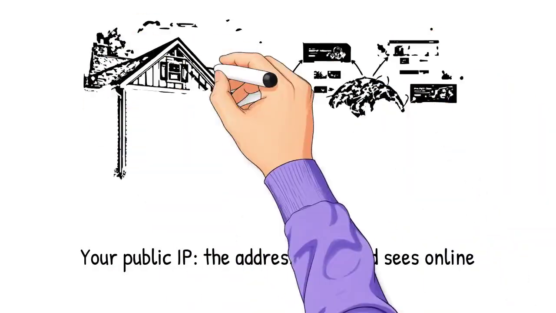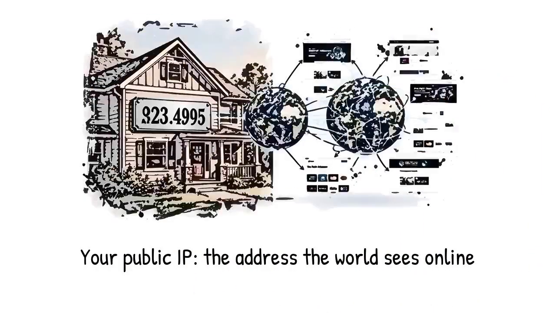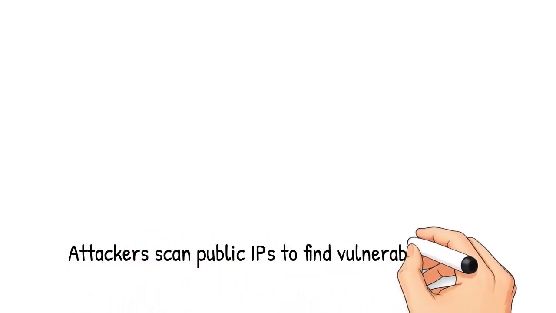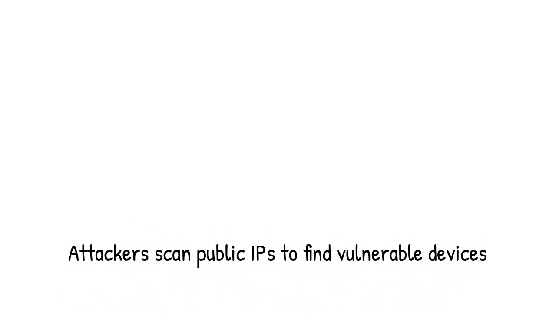Your public IP address is like your home's main address. It is assigned by your internet service provider and is visible to the outside world. When you visit a website, the website sees your public IP. When you stream a movie, the streaming service sees your public IP. When an attacker scans the internet for vulnerable devices, they scan public IPs.